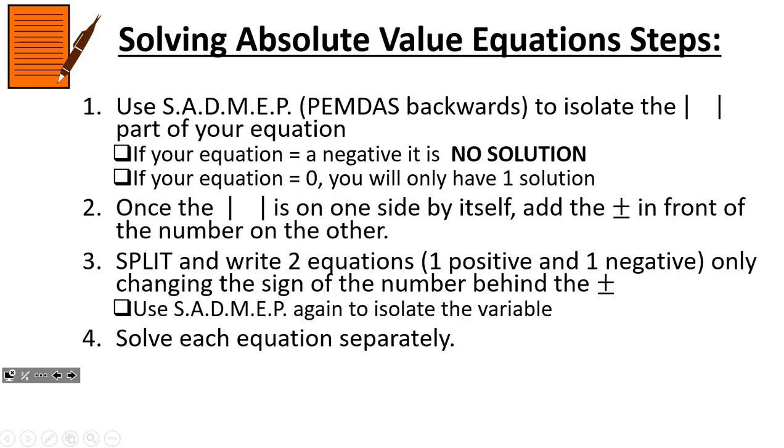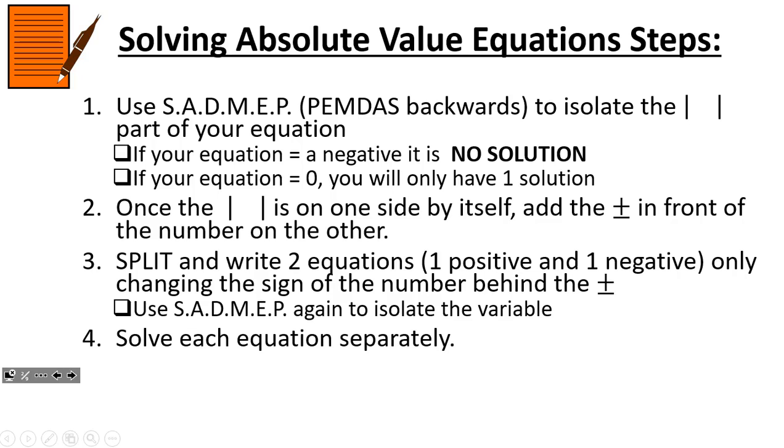So our technical first goal in solving absolute value equations is to always isolate the absolute value. Those 2 long bars, we read those as the absolute value. To isolate the absolute value part of our equation first, double check to make sure it's not equal to a negative, because if it is, it's no solution. If it's equal to 0 after we isolate the absolute value part of our equation, it will only have one solution.